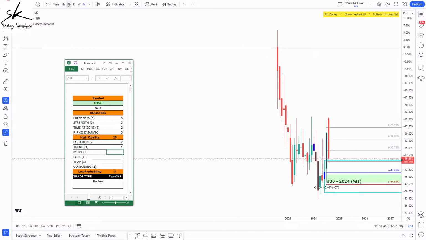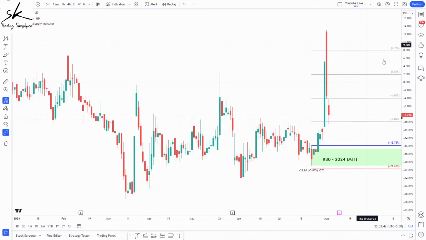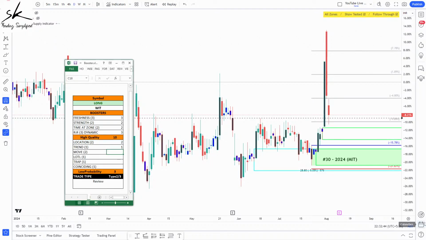Move from the zone, we need minimum 4:1. You can see we already have a move which is 4:1, gets a score of 2. It was not a case of level on top of level, but definitely a trap and a coinciding level. We have already talked about it, which was another reason why I shifted below, because this will have a high probability of working like a trap.